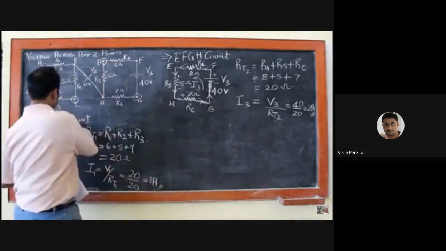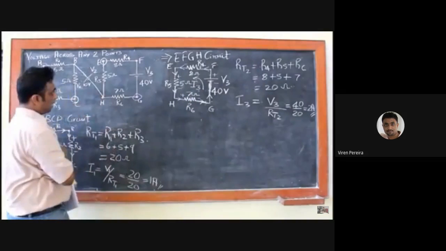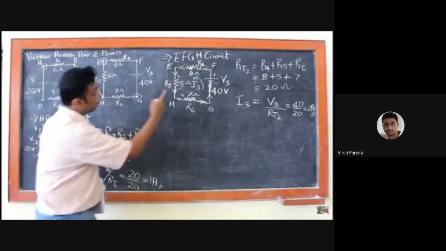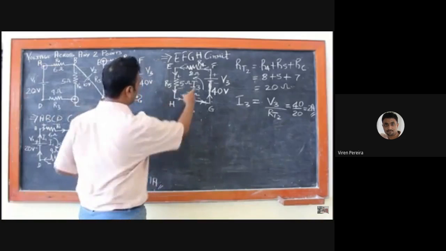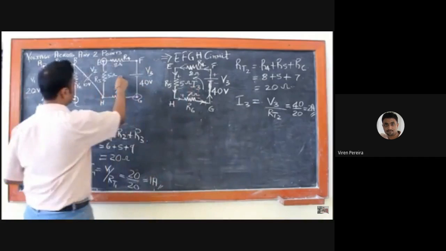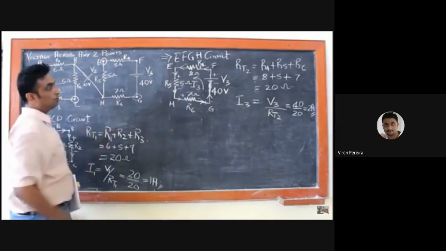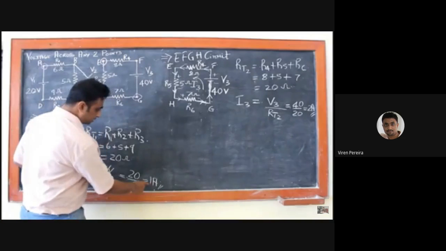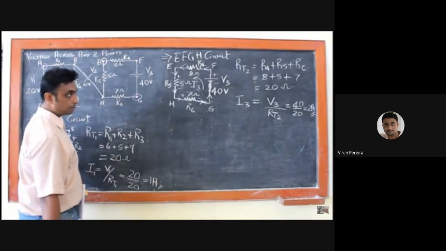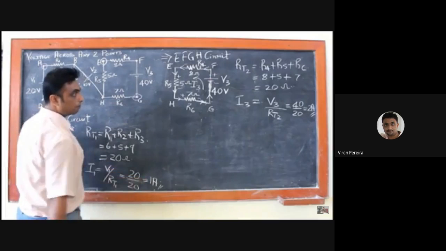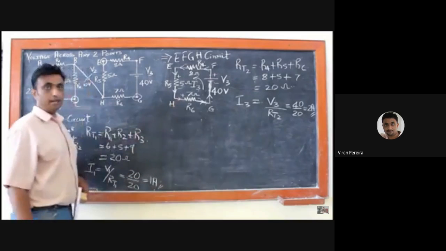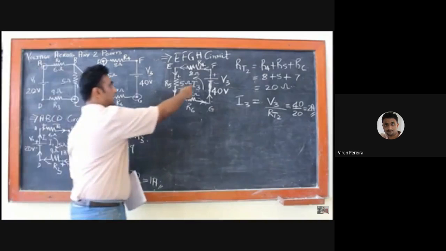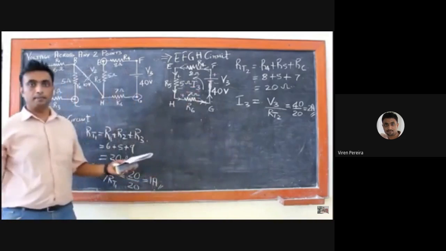So for my ABCD circuit, I got my I1, which is equal to 1 amp, and for my EFGH circuit, I got my I3, which is equal to 2 amps. If you notice, the currents are positive. I have 1 amp also in positive, I have 2 amps also in positive. So whatever direction I have assumed here and here is basically correct.